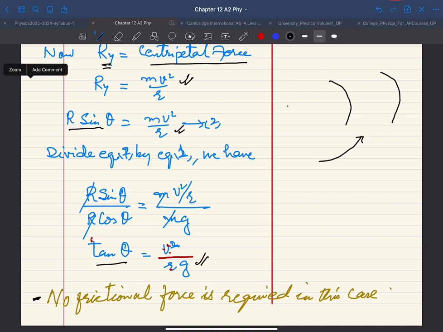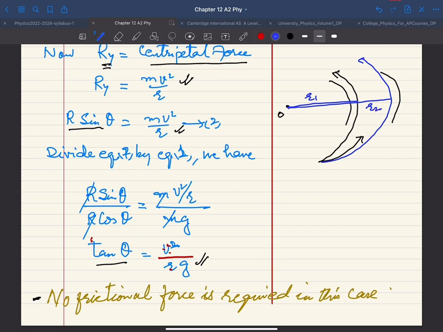This is your center, the center of this circle. If you are going from this position, then you have one radius, say R1. But if you want to go from this side, the radius will increase, and you can say that this is R2. So what actually is happening in this case? This is very important.